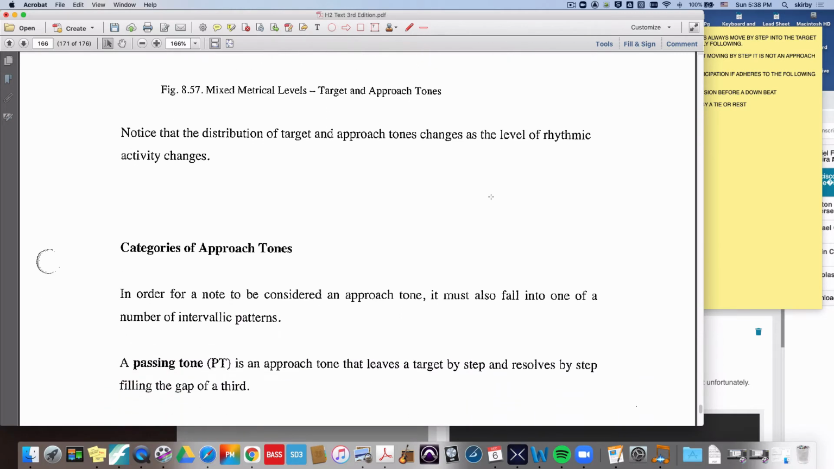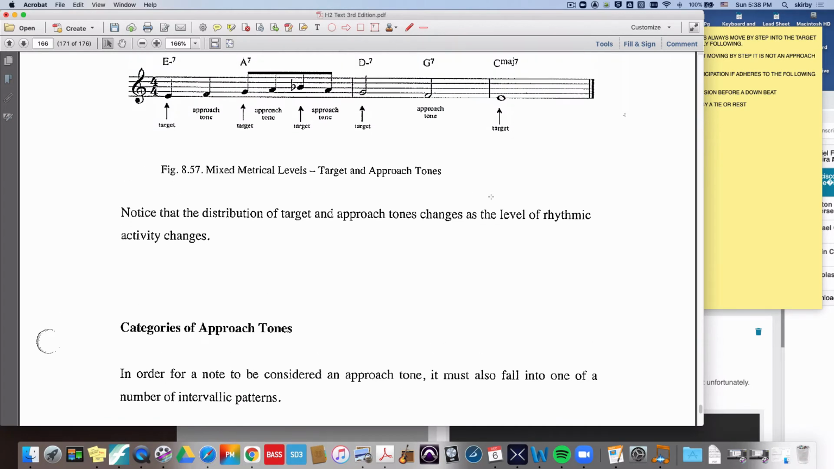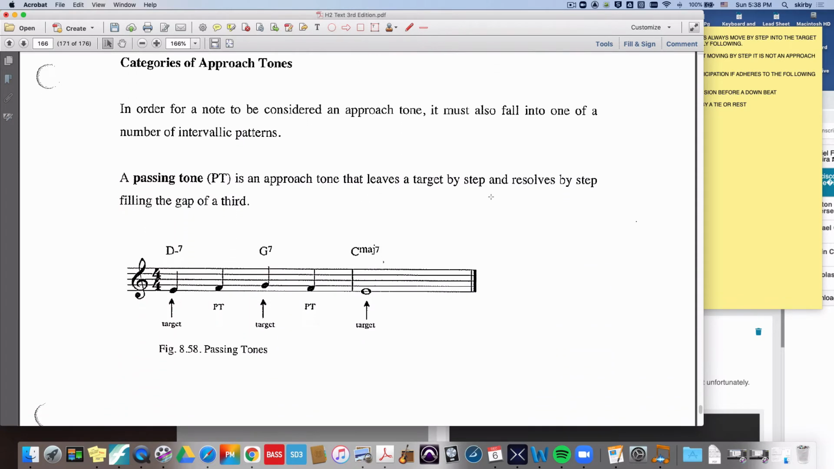Okay, now the next thing to know is the different categories of approach tones. The first one is a passing tone. They have very specific definitions. You have to understand the definitions. Okay, so a passing tone is a very specific thing. It is a note which joins two other notes on either side a third apart. So if this is here, that note is a third apart. The note that joins them by step is a passing tone.